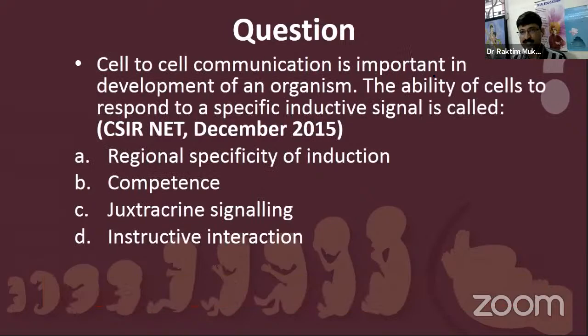Cell to cell communication is important in the development of an organism. The ability of the cells to respond to a specific inductive signal is called, from CSIR 2015: regional specificity of induction, competence, juxtacrine signaling, or instructive interaction. Perfect, bang on target, most of you. It's competence. Just now I showed the flow chart.